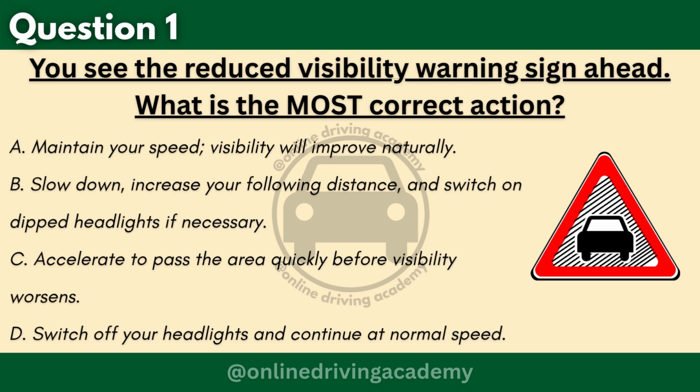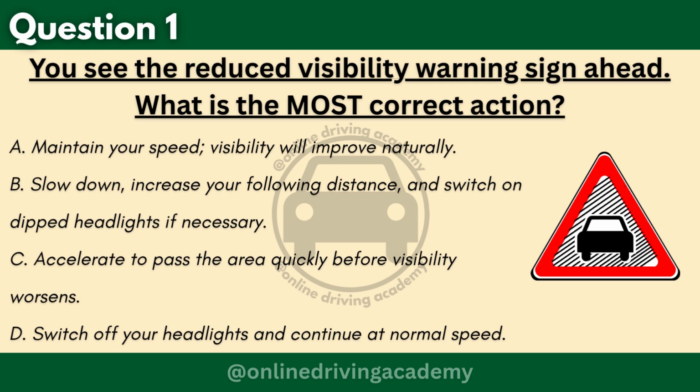Now when we're talking about reduced visibility, we're talking about things like a lot of fog, a lot of dust or heavy rain. And that's obviously going to make it harder to see obstacles that are going to be in the road or other vehicles. Therefore, option A is going to tell you to maintain your speed. Visibility will improve naturally. Now that's going to be incorrect because firstly, you cannot maintain your speed. You need to slow down. And if conditions are very hazardous, it's not going to improve naturally, right?